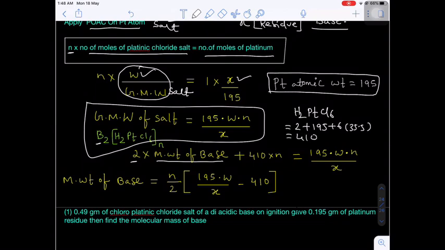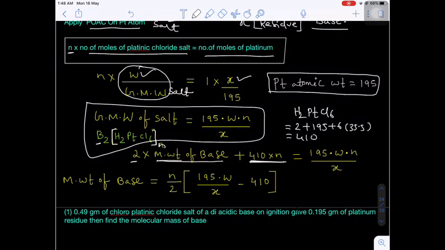410. But there are n taken, that's why we are taking into n. That is 410 into n. This is the total mass of the salt.